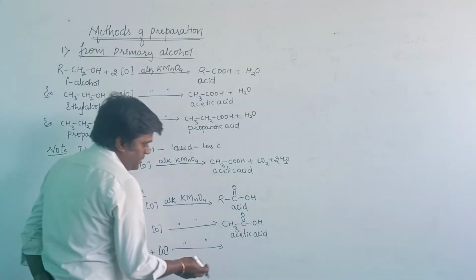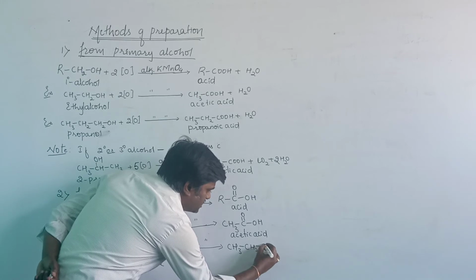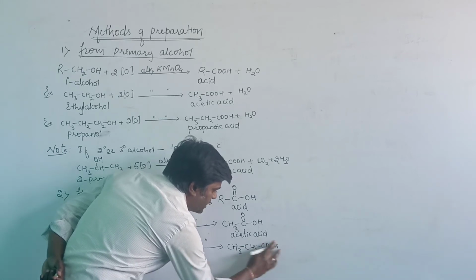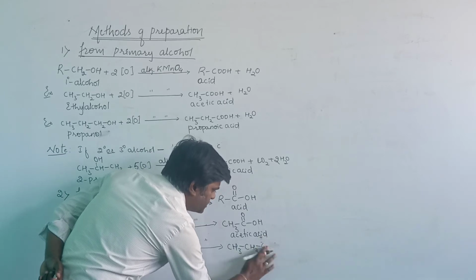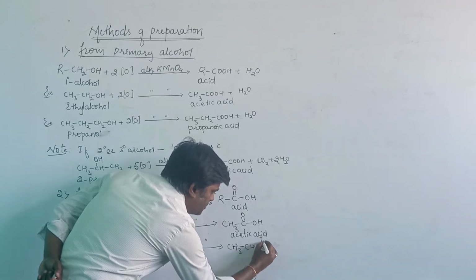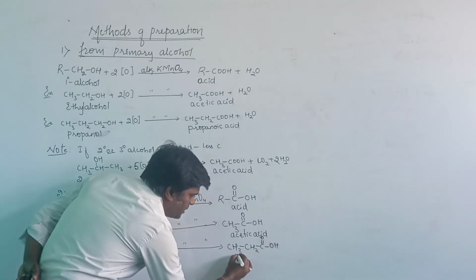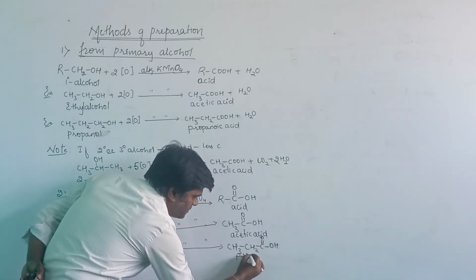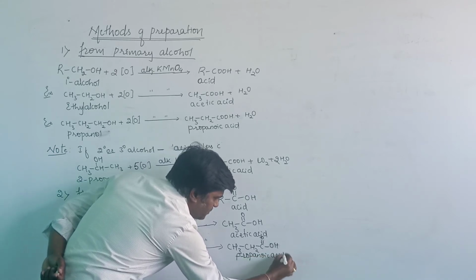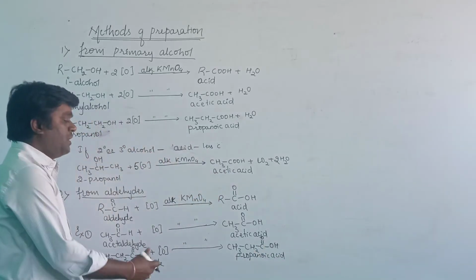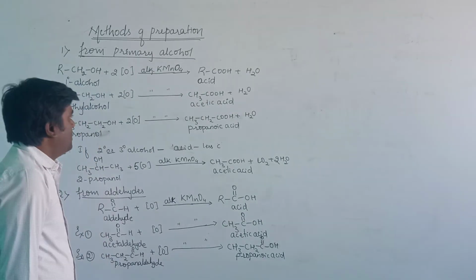3 carbon atoms are there: CH3 CH2 COOH, or we can write it like this, C double bond O, then OH. The compound is propanoic acid. Three carbon atoms are present, so propanoic acid is the IUPAC name, and it is also known by its common name. And this is the second method, that is from aldehydes.